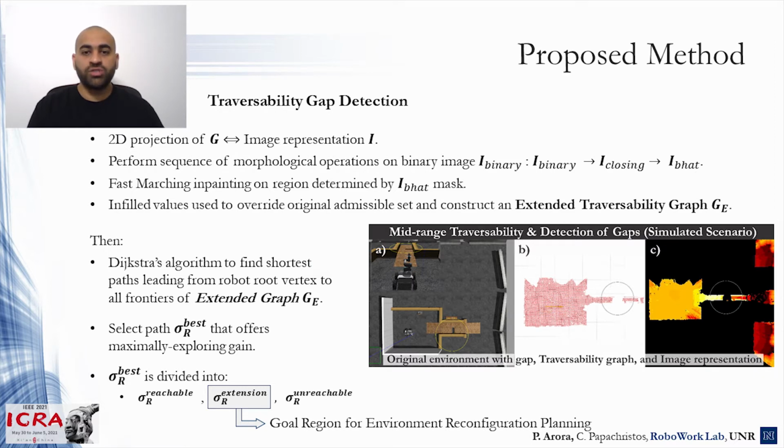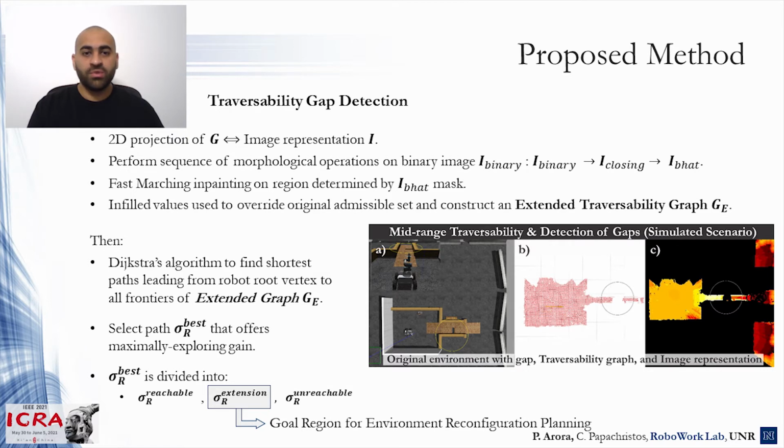Based on these values, we construct a different extended traversability graph GE by overriding the real admissible set, where the traversable edges that correspond to the infilled coordinates are marked as extension edges EE. For each frontier of the extended graph GE, we perform Dijkstra's algorithm to find the shortest robot path from robot root to the frontier, and we select the one that offers maximal exploration gain. Since exploration was previously stuck, this path will lead to areas that were previously considered disjoint from the currently traversable graph. This path is divided into a reachable, an extension, and an unreachable segment.